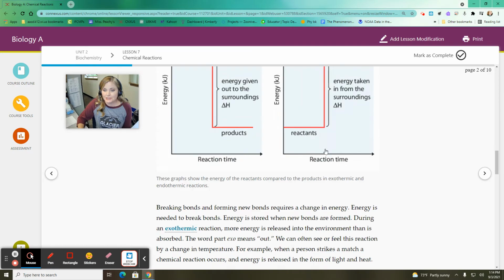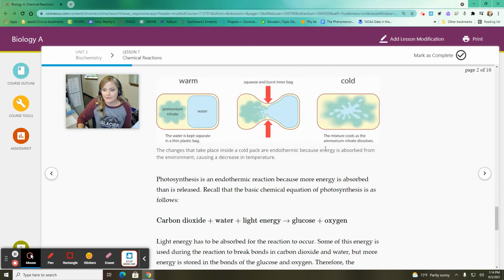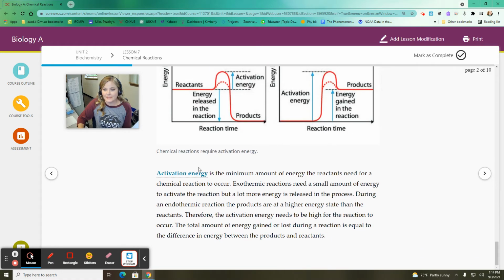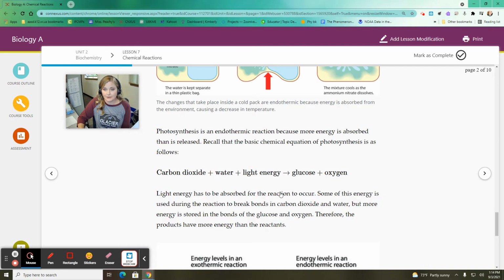That energy, we call the activation energy. There's a minimum amount of energy needed in order for the reactants to actually start reacting. That's the activation energy, and sunlight provides the activation energy for photosynthesis to start.